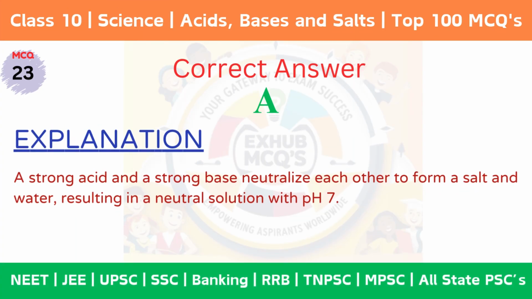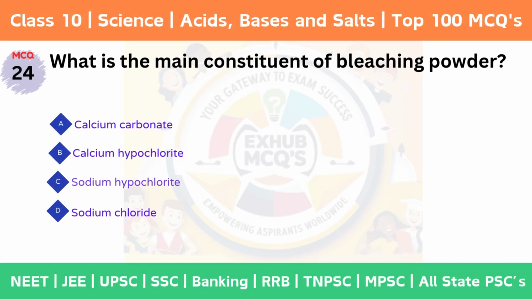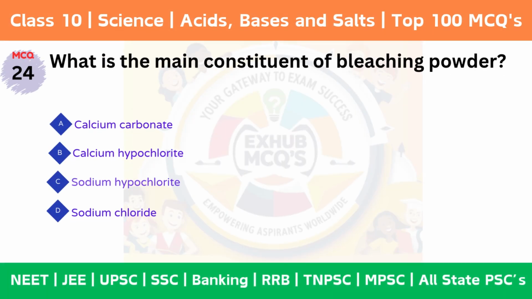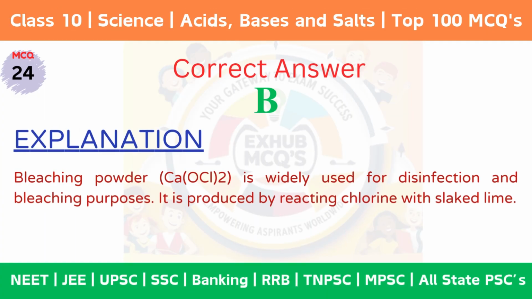Explanation. When a strong acid and a strong base react, they neutralize each other, forming a salt and water. For example, HCl reacts with NaOH to produce NaCl and water. MCQ 24. What is the main constituent of bleaching powder? Option A, calcium carbonate. Option B, calcium hypochlorite. Option C, sodium hypochlorite. Option D, sodium chloride. The correct answer is option B, calcium hypochlorite.